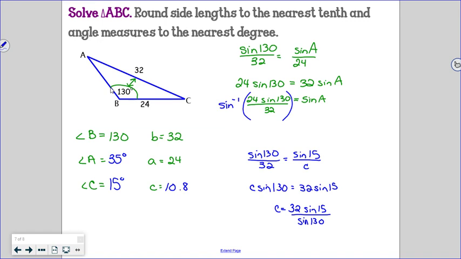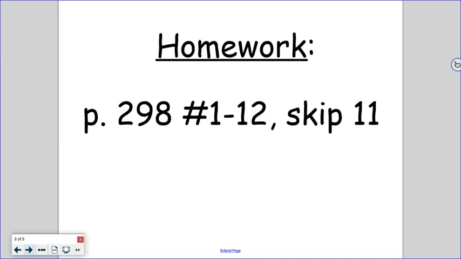Your assignment tonight. Out of the book, you are doing 1 through 12, but you're going to skip number 11. So 1 through 10 and number 12.